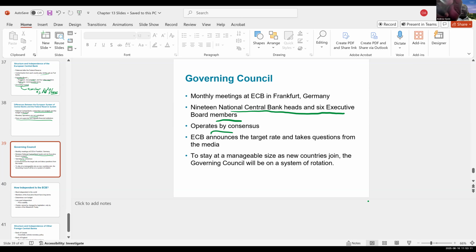Okay. The ECB also announces the target rate and takes questions from the media on inflation and other issues. And then, to stay at a manageable size as new countries join the European system of central banks, the governing council will probably be on a system of rotation. Or they could add new members.